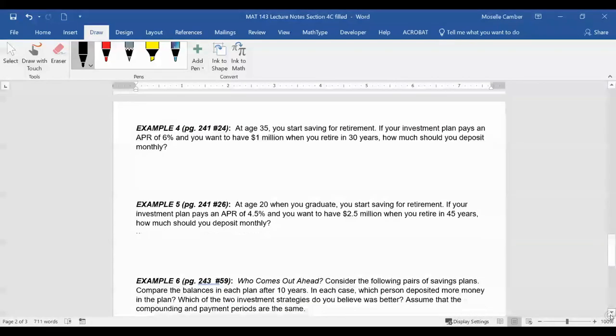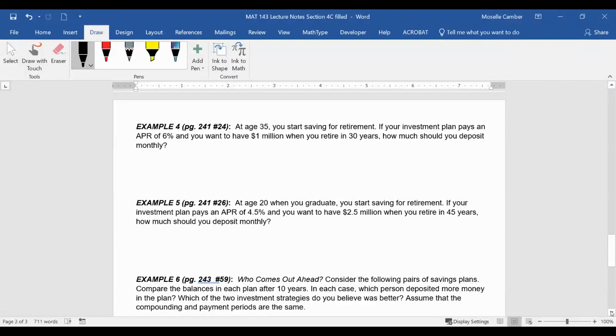So an example, so at age 35, you start saving for retirement. If your investment plan pays an APR of 6% and you want to have $1 million when you retire in 30 years, how much should you deposit monthly? Okay, so either A or PMT. In this case, they give us our A because we know what we want to have. So we want to have $1 million. And we are trying to figure out our payment.